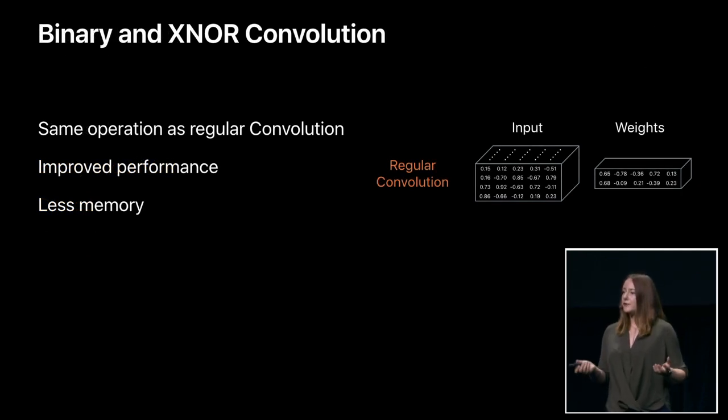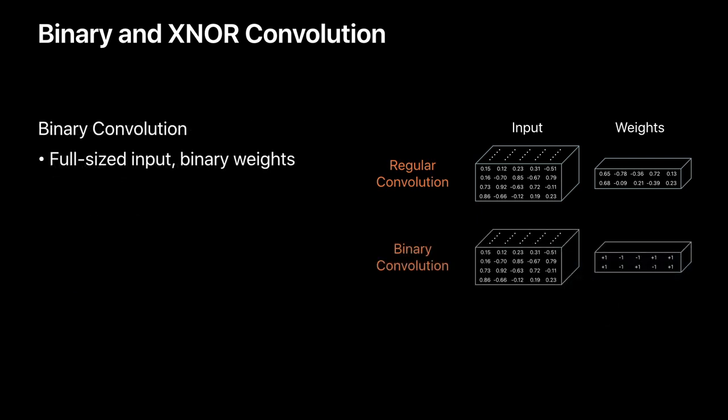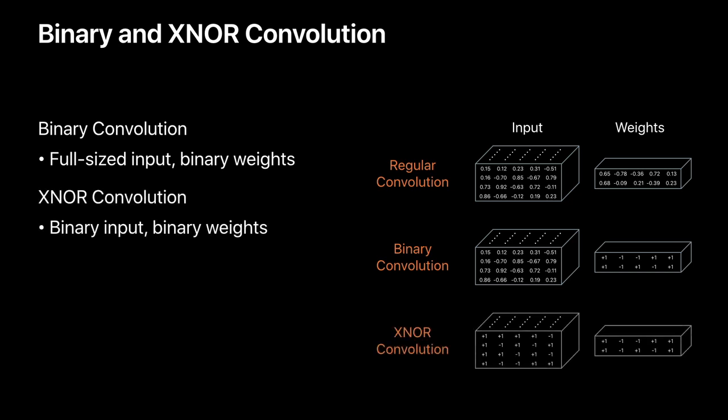Binary XOR convolution performs the same exact operation as regular convolution, but it does so with improved performance and great space savings. So in regular convolution, you may have floating point input and floating point weights. What binary convolution allows you to do is to use your full-size input with binary weights. And for XOR convolution, the first thing that happens is that your input is first converted to binary, so that both your input and the weights are binary. In regular convolution, the input has to be multiplied with the weights. And for XOR convolution, this operation becomes a simple XOR operation.